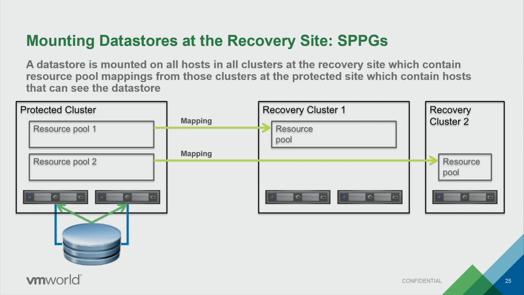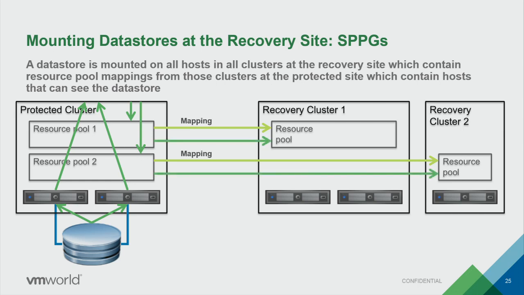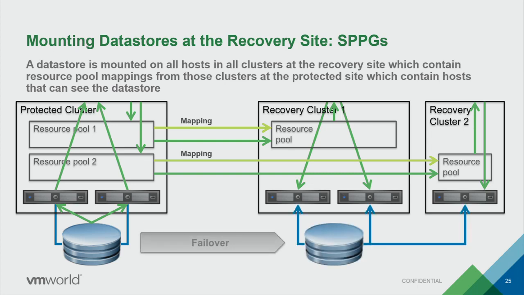So when we fail over this data store, first we see which host this data store is mounted on at the protected side. From there, we go to the cluster, and then we go to all the mappings that are assigned to the resource pools in that cluster, and then we traverse them to the recovery side, and from those resource pools, we traverse up to the cluster level, and then we go to the hosts, and then we recover the data store and mount it on all these hosts that are in this cluster.